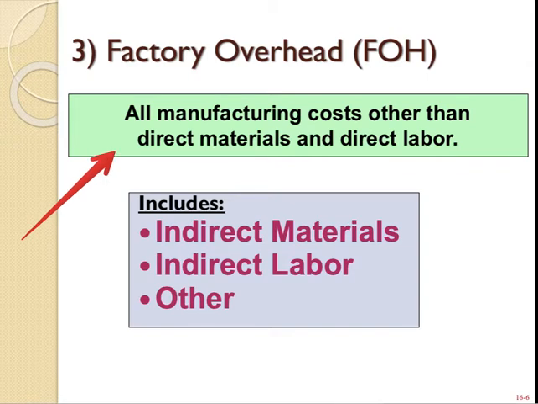So in other words, if it's at all involved in the manufacturing process, but it's not direct materials and it's not direct labor, then it falls into this broad category of factory overhead. So within factory overhead, I would say there are 3 subcategories: indirect materials, indirect labor, and other. Okay, so we've already talked about materials and labor a little bit. We talked about what they were for direct materials and direct labor. So next I'm going to explain what indirect means.